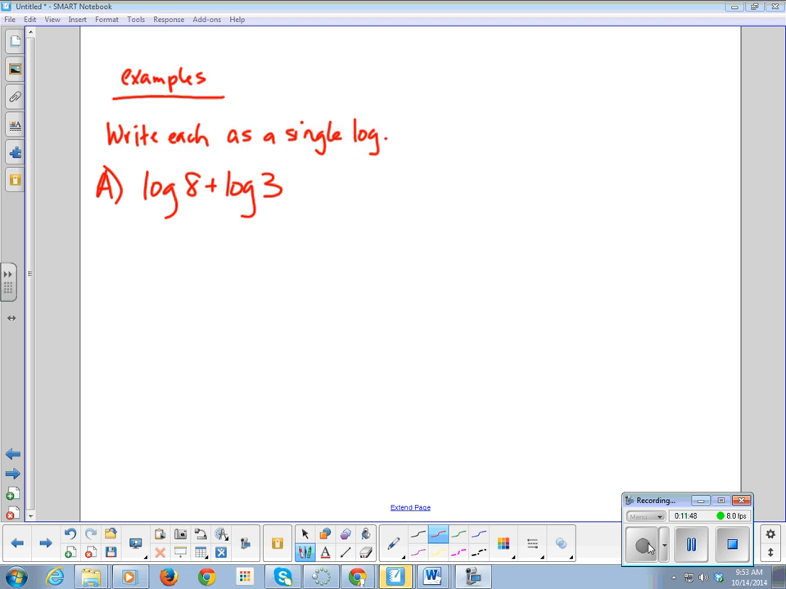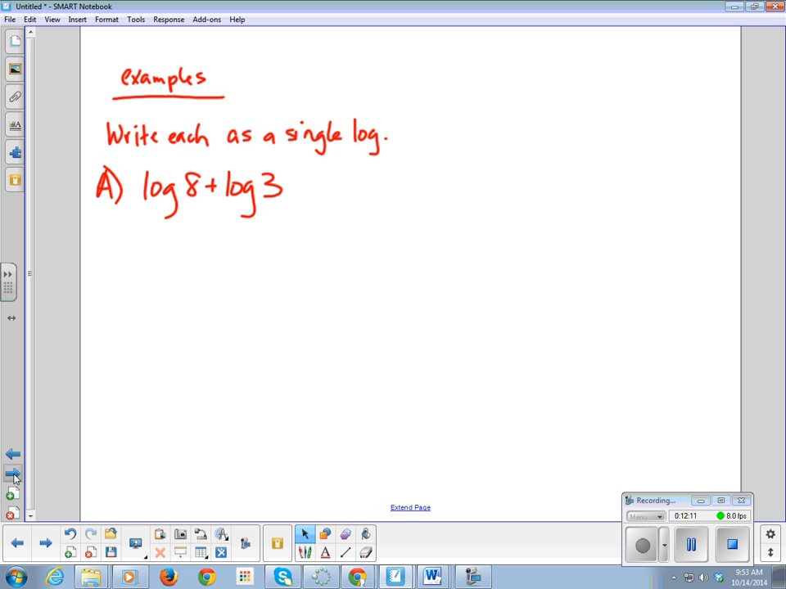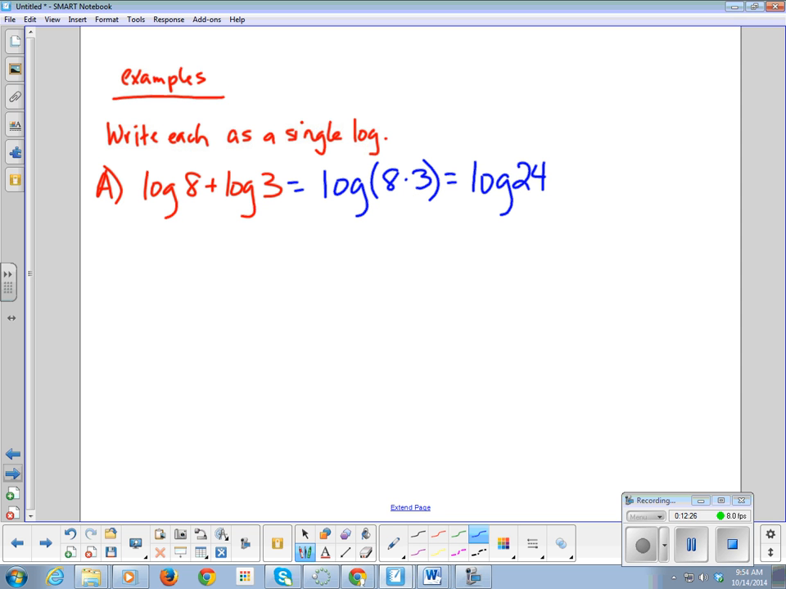So if I was to write log 8 plus log 3 as a single logarithm, I go back to my product property and I say you can actually use these properties backwards. So I can write that as 1 log with these two items multiplied together. At the end of the day, it's log 24. What's the base? 10.